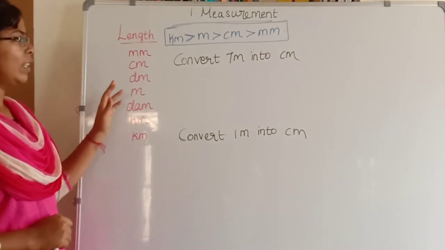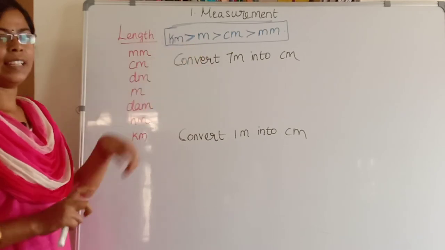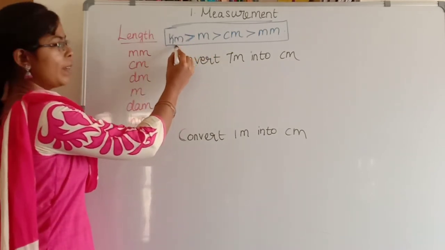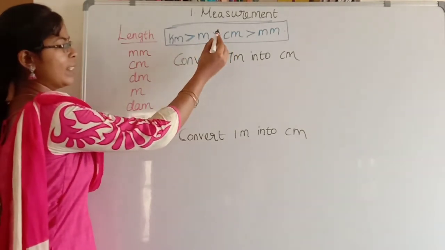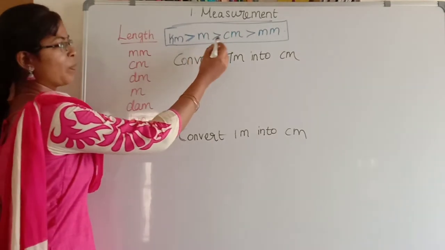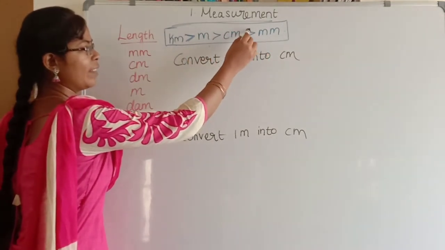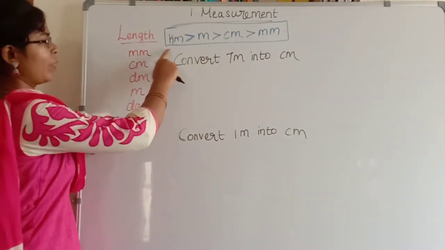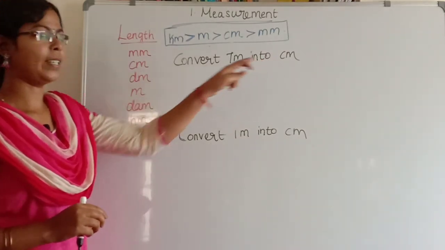When you go this way, this is big, this is small compared to this. Now let's see here, kilometer, what is this symbol? Greater than. So kilometer is greater than meter. Meter is greater than centimeter. And centimeter is greater than millimeter. Okay, remember this order.